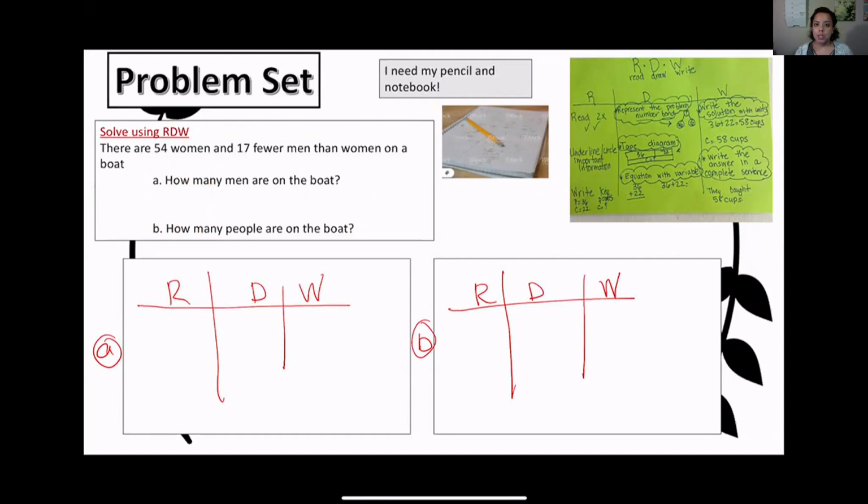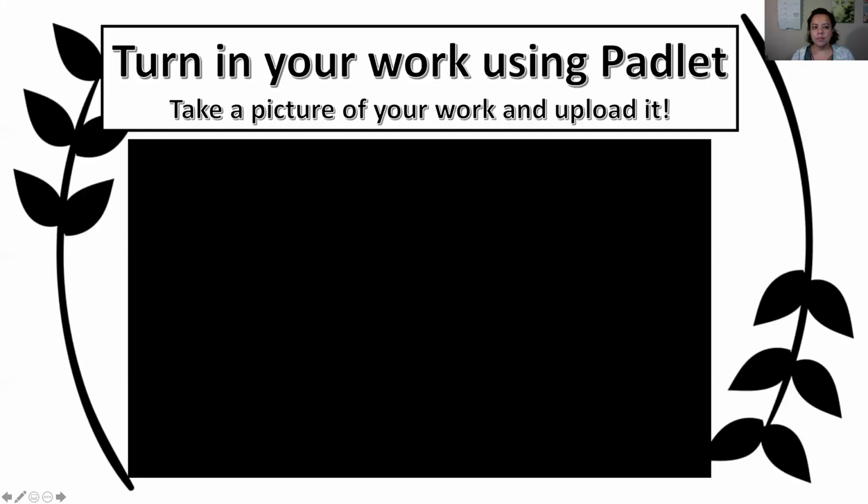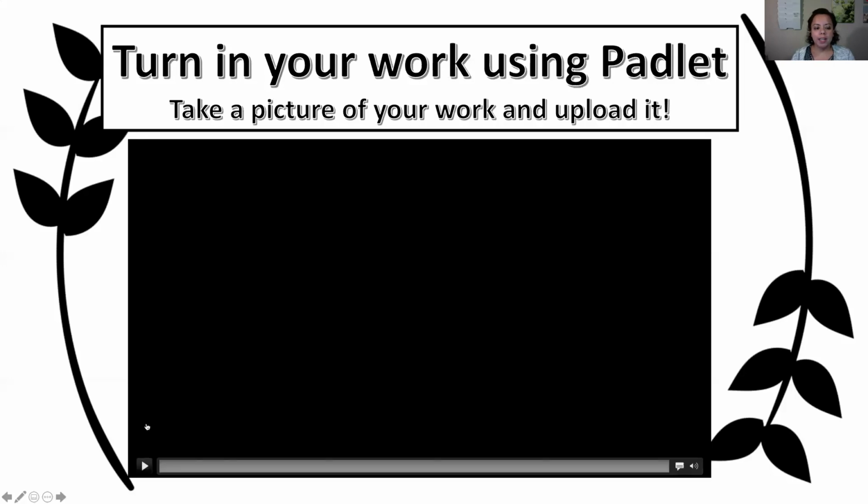You are going to use a new website to turn in your work. Last time you made a video. This time you're going to actually just show me the picture of your work. You will be turning in your work using Padlet. You're going to take a picture of your work and you're going to upload it. Here's a video with your instructions.